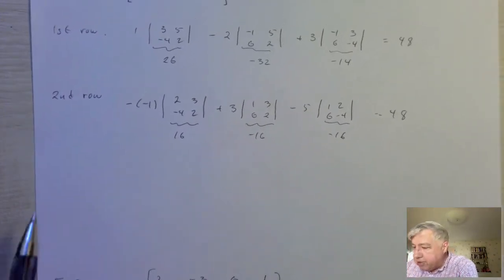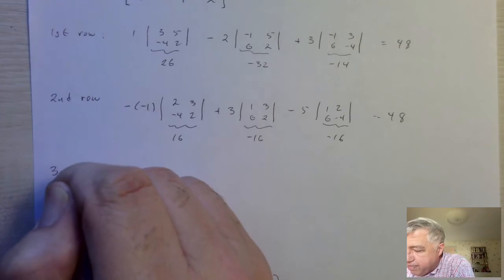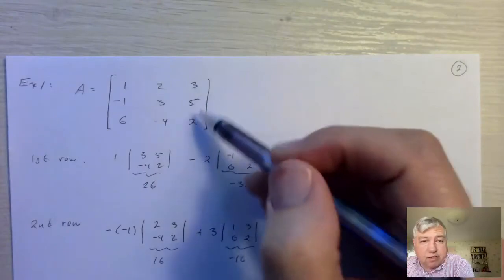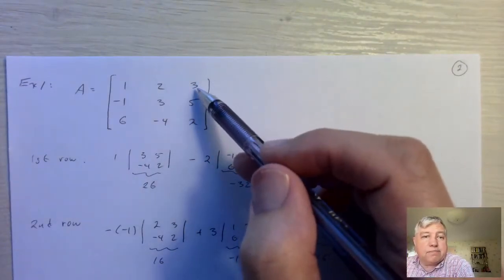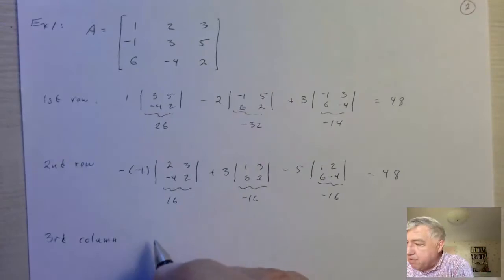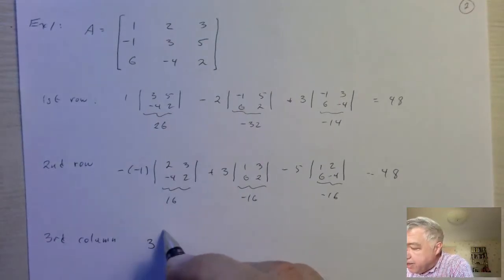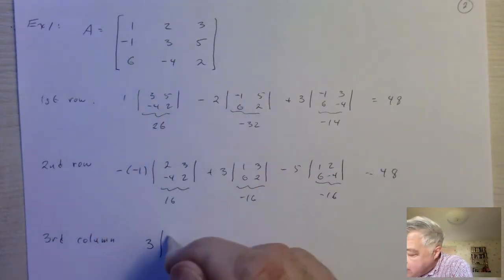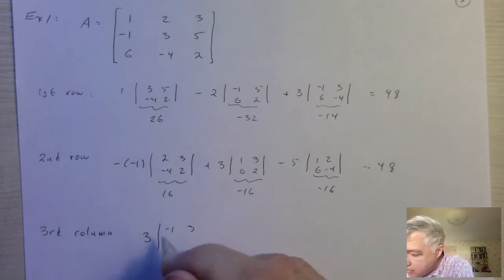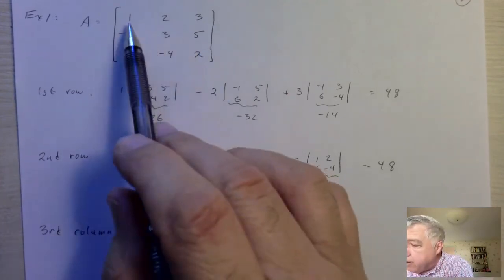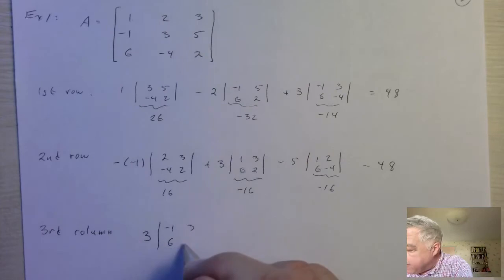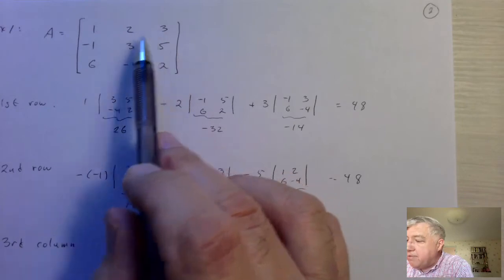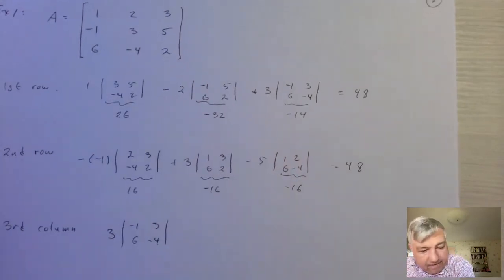And we can do columns as well if we wanted to expand around the third column. That is this one. We cross out this for 3 is in the 1, 3 position. So 1 plus 3 is 4. So we start out positive. So it's 3. And then we have negative 1, 3, 6, negative 4. Okay. And then in the 5, we cross out this row, this column, and we get 1, 2, 6, negative 4.